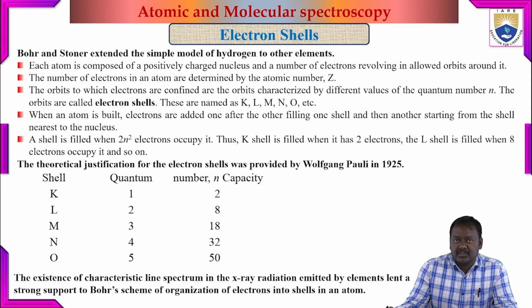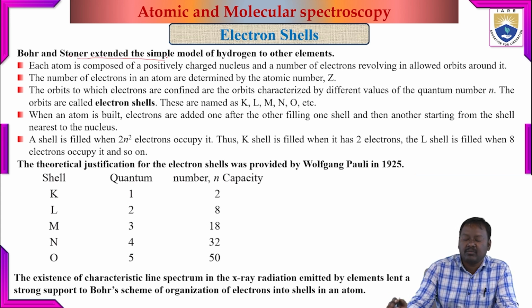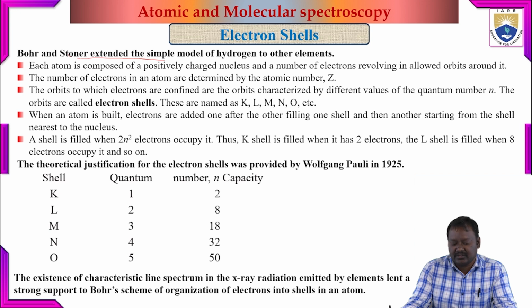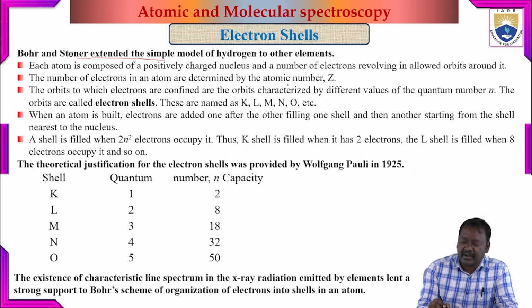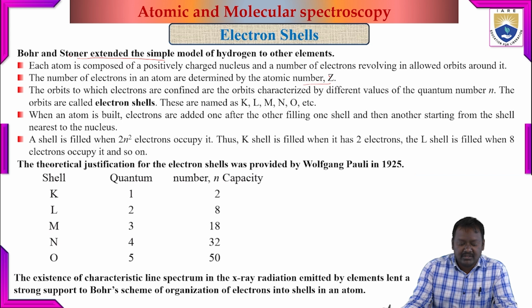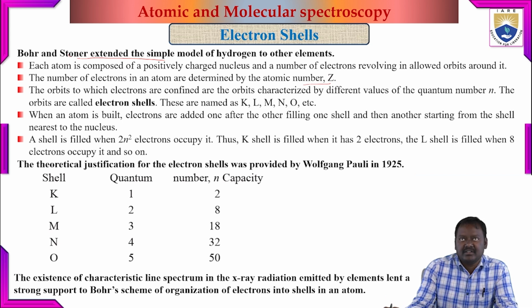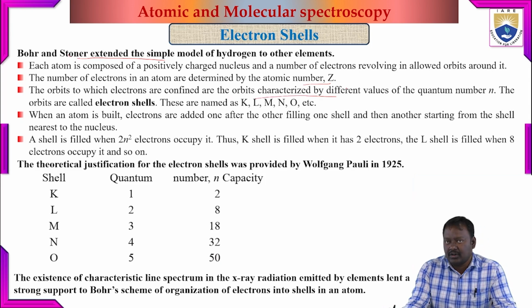Electron shells. Bohr discussed the structure of the atom, and it is very successful in explaining the hydrogen atom. Later Bohr and Stoner extended the simple model of the hydrogen atom to other elements also. Each atom is composed of a positively charged nucleus at the center, and around the nucleus there are different numbers of electrons revolving based on the atomic number Z. The orbits to which electrons are confined are characterized by different values of the quantum number n.